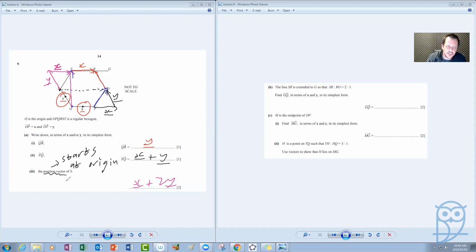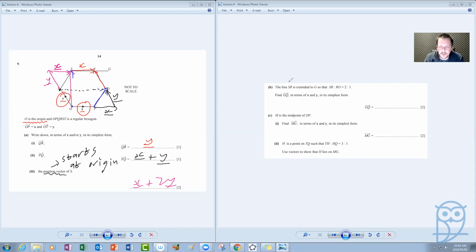Then we were asked for the position vector of S. And the position vector means that we're starting at the origin, and we're given that O was the origin, to get to S, which is y plus st, and st was the same as pq, being x plus y. Or if you didn't realize that, you could just add another y and then another x, and you get 2y plus x. And that's great. And we got that. And luckily, there weren't too many hang-ups about that.